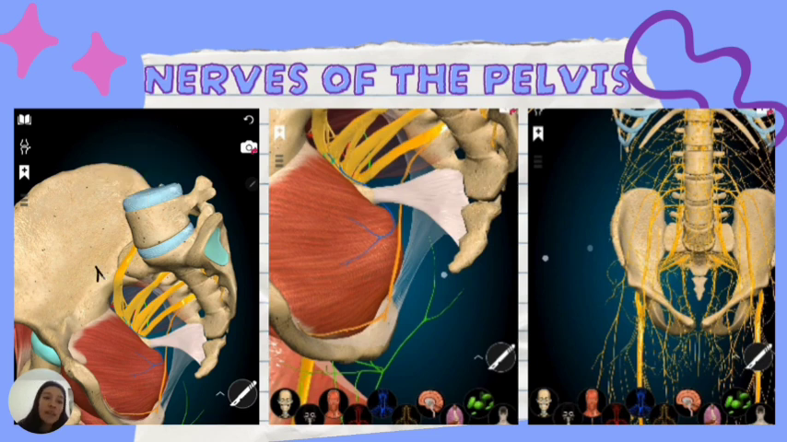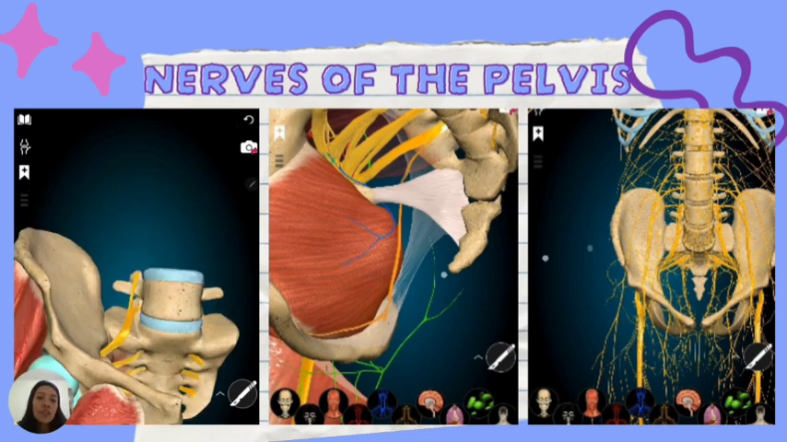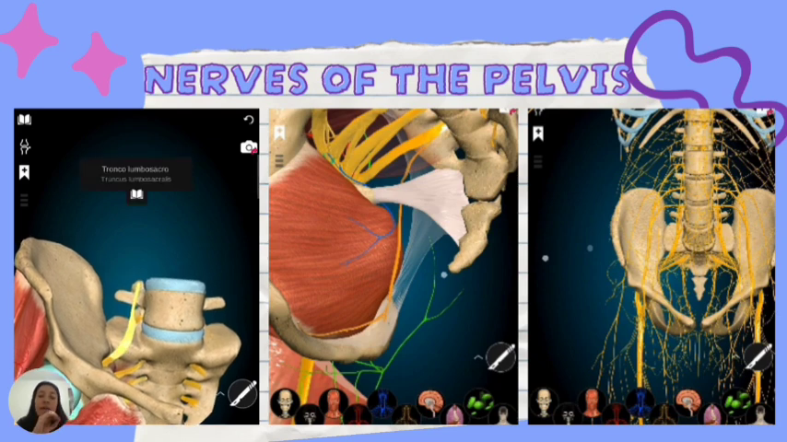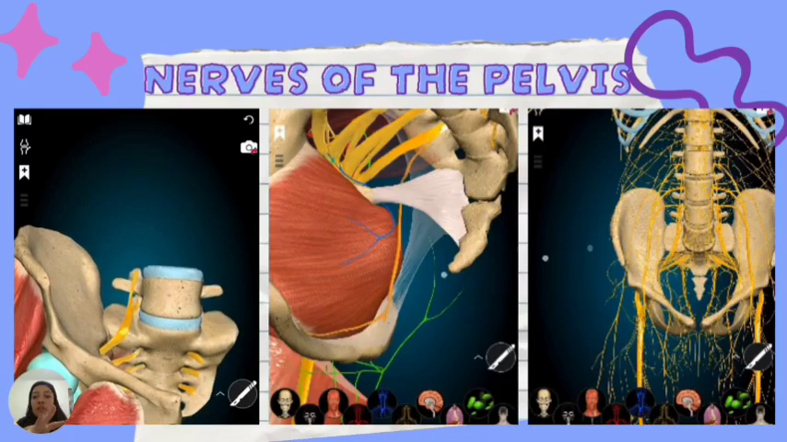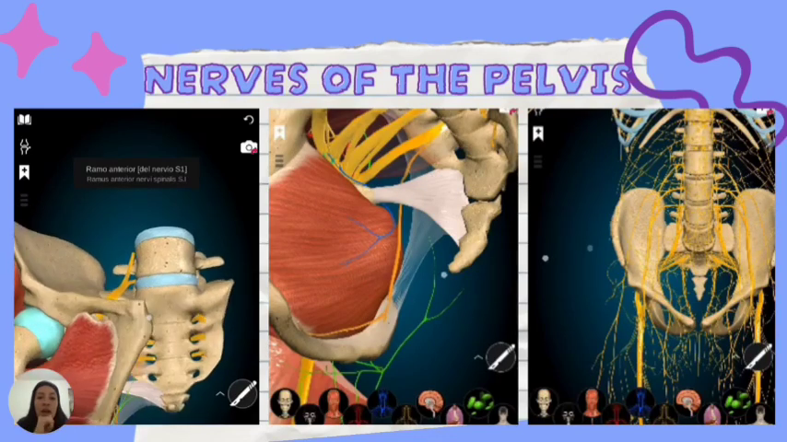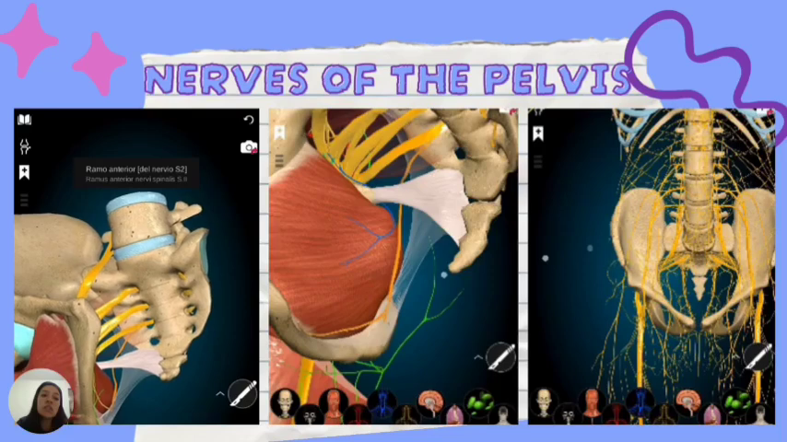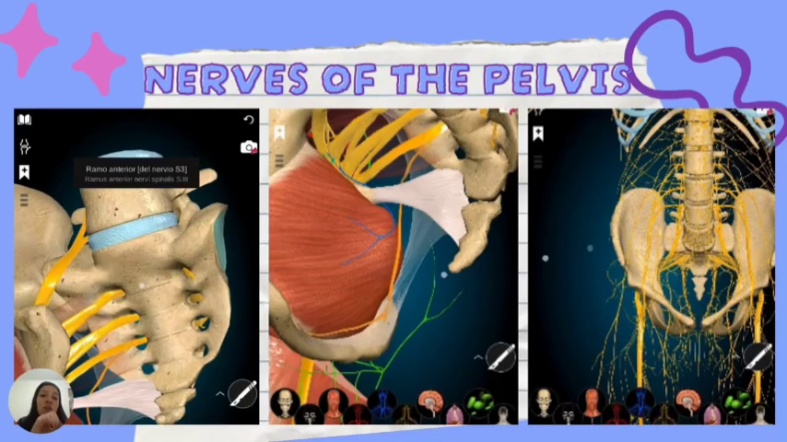The pudendal nerve, the second one, carries the sensory fibers from the external genitalia and the motor fibers for the sphincters of the urethra and the anus, and is often called the nerve of continence.